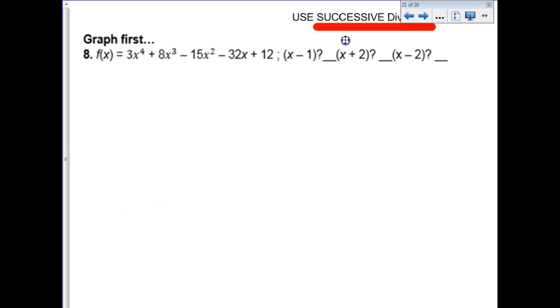Number 8. Okay. They want us to graph first. This is kind of a lead into tomorrow's lesson. Can you guys go and type this in Y1?